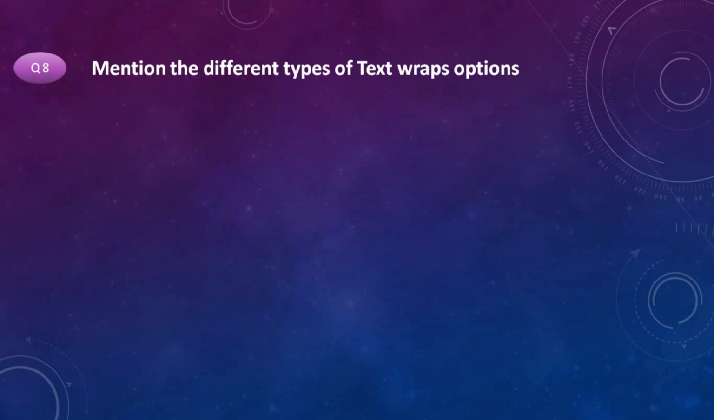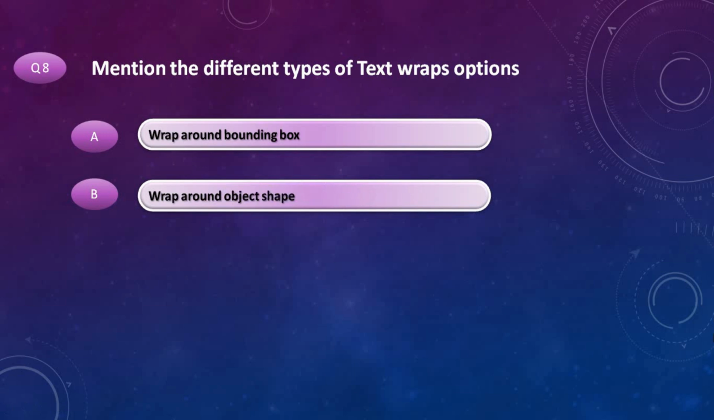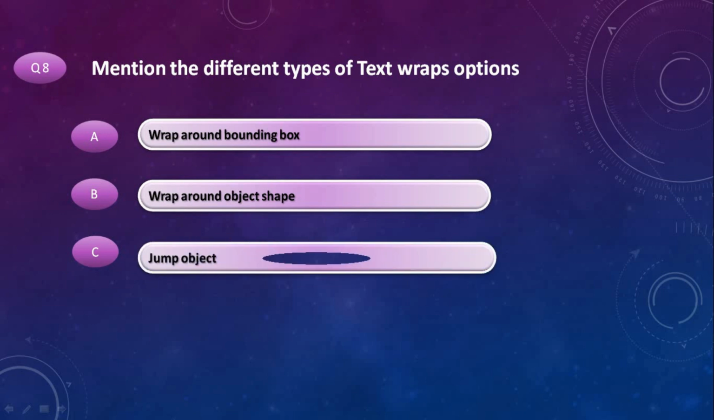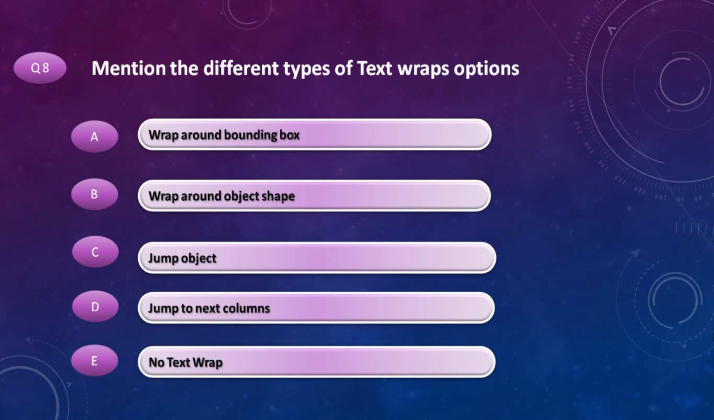The next question, mention the different types of text wraps option. Wrap around bounding box, wrap around object shape, jump object, jump to next column, no text wrap. The different types of text wraps are wrap around bounding box, wrap around object shape, jump object, jump to next column, and no text wrap.